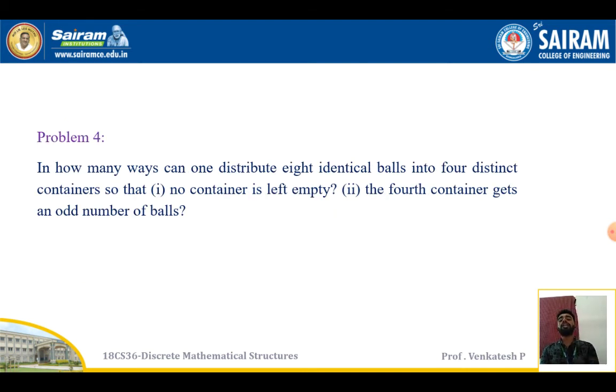One more example: in how many ways can one distribute 8 identical balls into 4 distinct containers? The first condition is that no container is left empty. The second is that the fourth container must get an odd number of balls. According to the first condition, no container must be left empty, so we have to put balls into all 4 distinct containers.